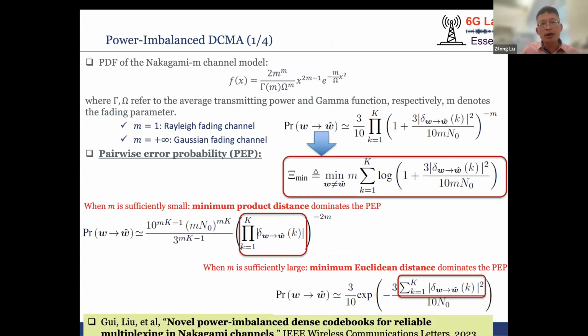And later on, we generalize such an idea, and we look into the power imbalanced DSMA codebook design. We consider the Nakagami channel characterized by an important parameter m. Basically, when m equals 1, we have the Rayleigh fading channel. When m is infinite, we have the Gaussian channel. It turns out that we just need to maximize this metric, okay? Importantly, we can prove that when m is sufficiently small, such a metric would reduce to the minimum product distance. Similarly, when m is sufficiently large, we are going to have the minimum Euclidean distance.